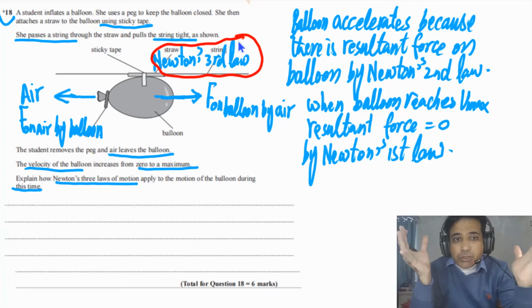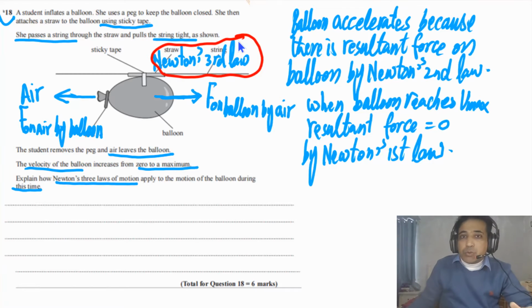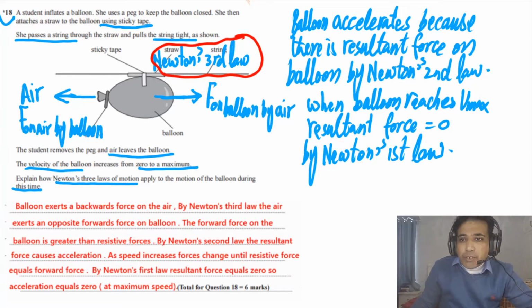So these are the things we need to understand. Now let me show you the answer, how you can write down your answer in a systematic way. You can mention these points we have already discussed.